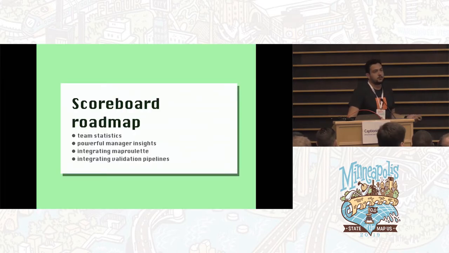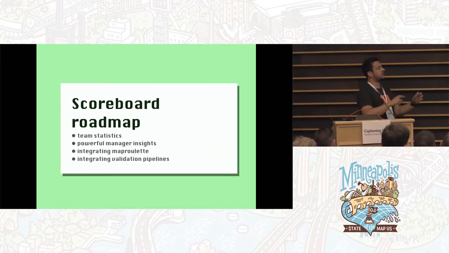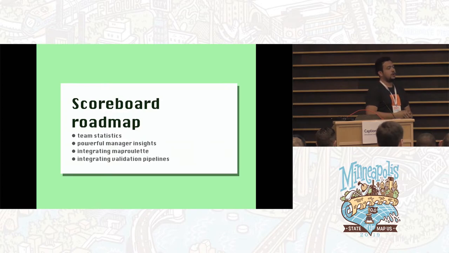So what's on the roadmap for Scoreboard? We want to build statistics broken out by team. So maybe you have sub teams for your larger mapping team and then breakout statistics for that team. We want insights for managers to see what would be a good badge maybe to create, or what would be a new badging level that we want to create based on my current team.